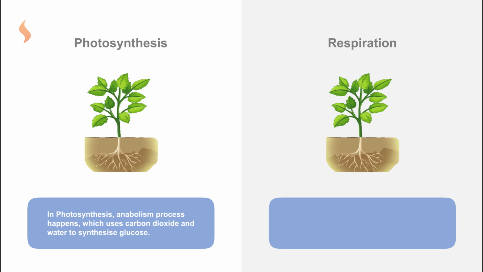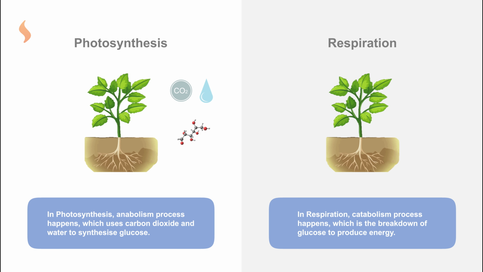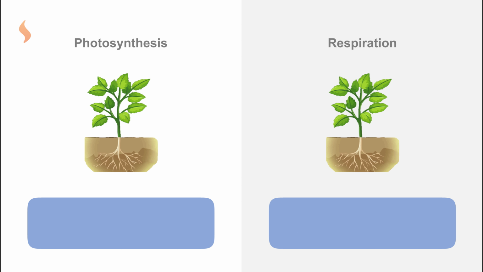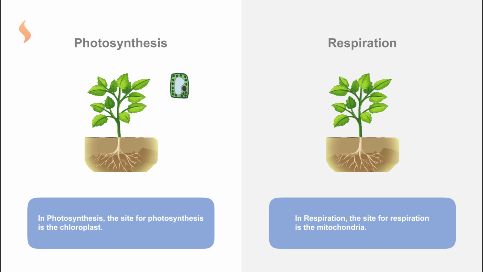In photosynthesis, an anabolism process happens, which uses carbon dioxide and water to synthesize glucose. In respiration, a catabolism process happens, which is the breakdown of glucose to produce energy. In photosynthesis, the site for photosynthesis is the chloroplast. In respiration, the site for respiration is the mitochondria.